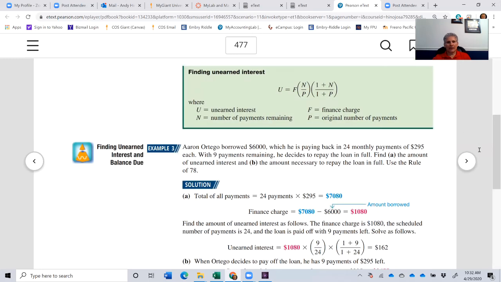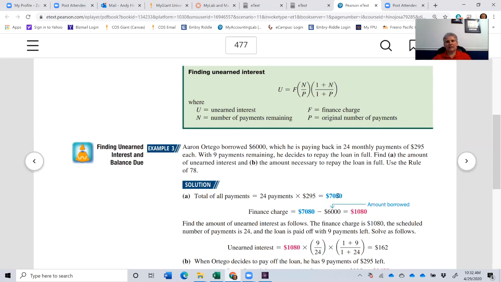We'll go through finding the unearned interest by using the formula U equals F times N over P times 1 plus N divided by 1 plus P. The unearned interest is computed by taking F, the finance charge. Well, before we do that, we need to figure out what the finance charge is. The total number of payments is 24 monthly payments of $295 each. 24 times 295 gives us $7,080. That is our total of payments.